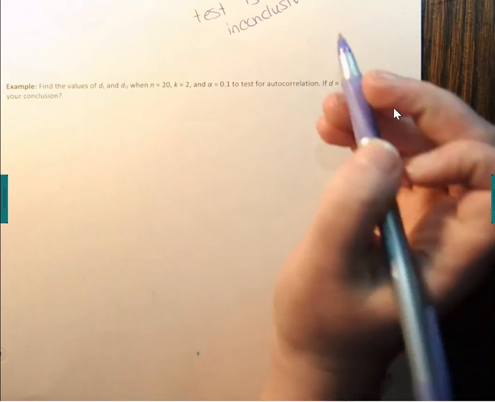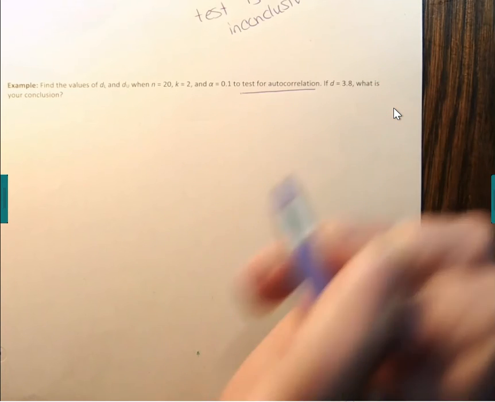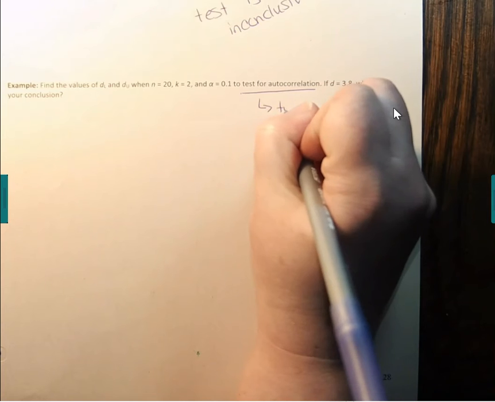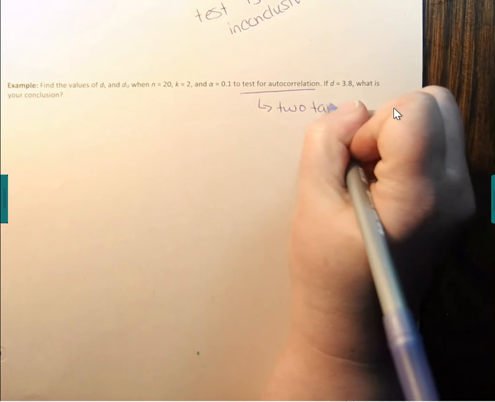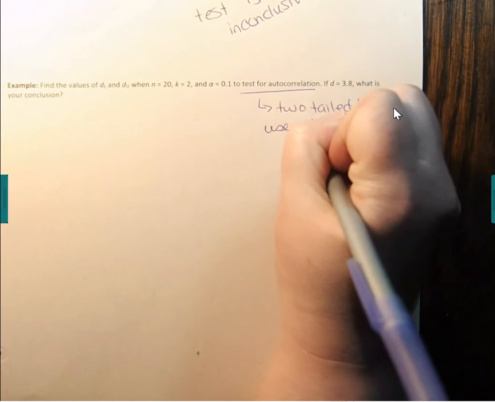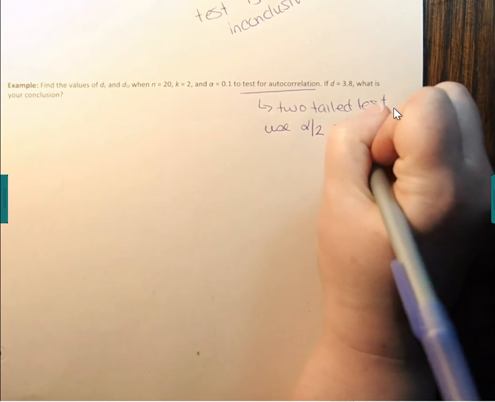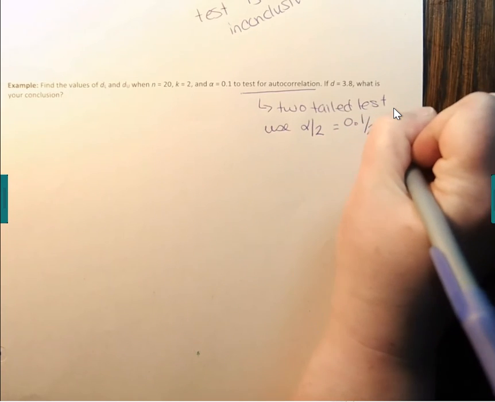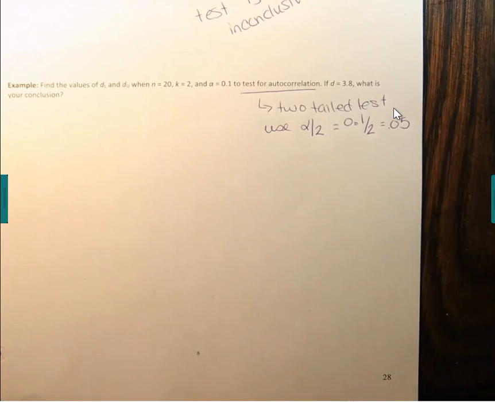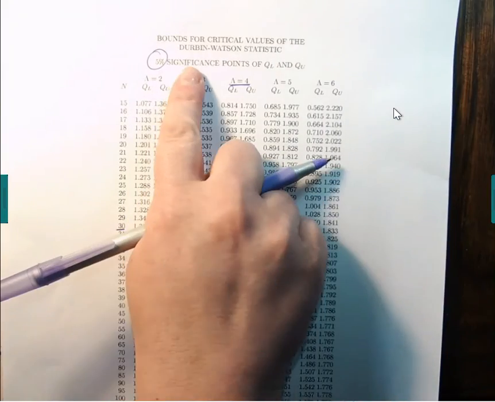Also, notice here that this is a test for autocorrelation. So since this is an autocorrelation test, I actually just misspoke a second ago. I need to correct that, because this is a test for autocorrelation, so it is a two-tailed test. So since it's a two-tailed test, we're actually going to use alpha divided by 2, which is 0.1 divided by 2, which is 0.05. So I misspoke. We don't want the 1% significance, which 0.1 wouldn't be 1% anyways. We want the 5% significance.